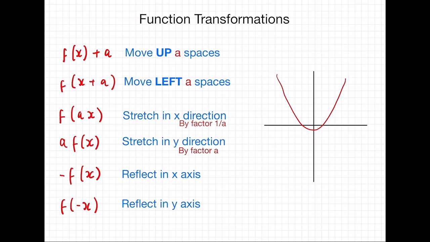As a little rule of thumb, if the a value is outside the bracket, so the first one, the fourth one, and technically the fifth one, it always affects the y direction, the y-axis.